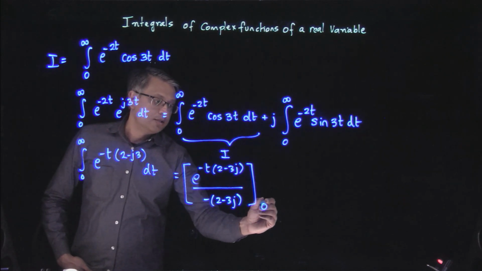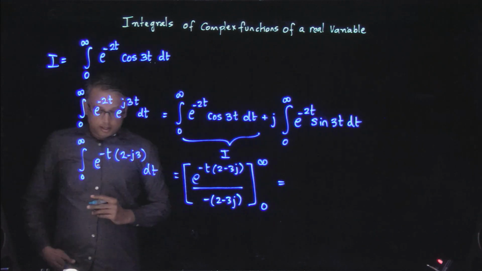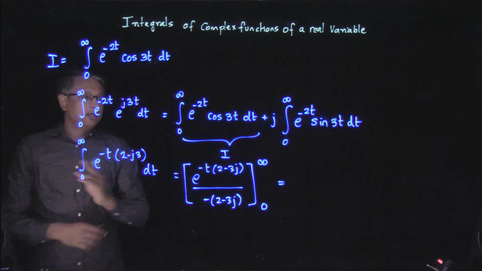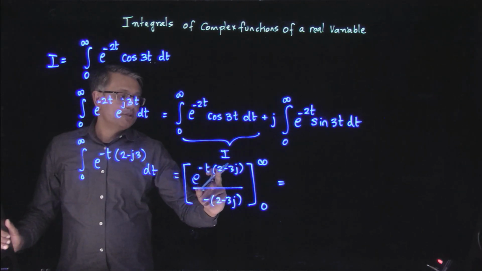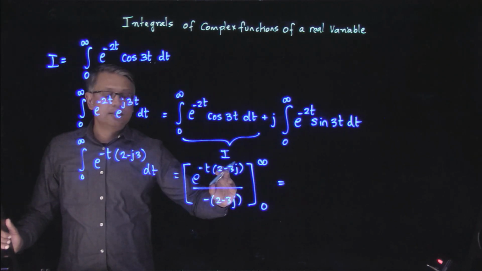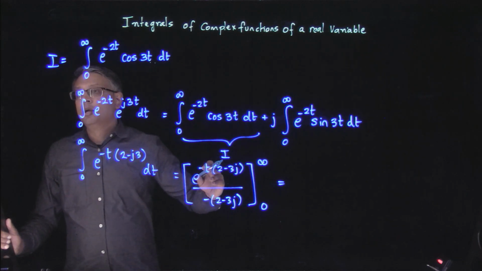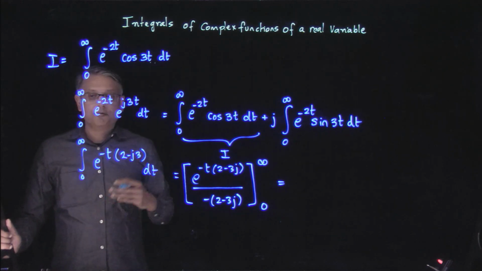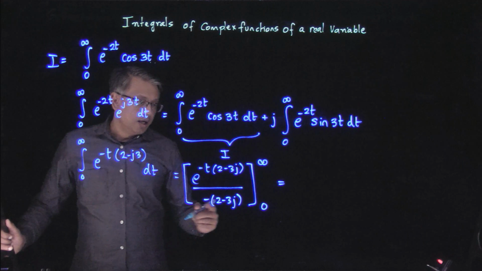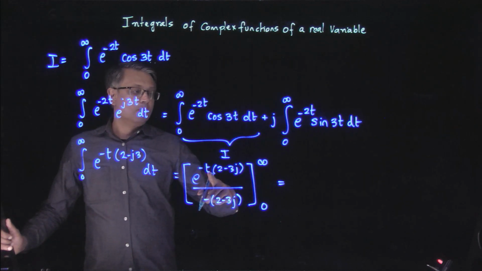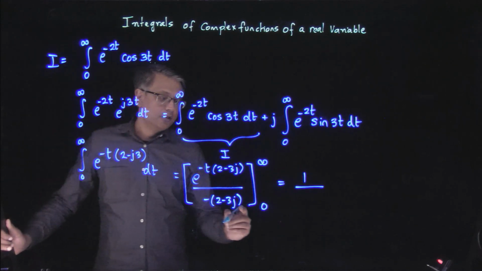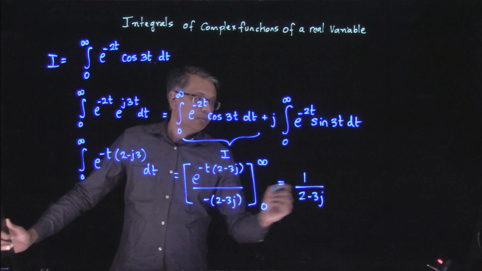The integral limits are 0 to infinity, and when I plug in the upper limit, you will see that you get e to the negative infinity times some positive real number here, so that's going to go down to 0. And this is exactly what happened in the last video that I made. You can go back to that video to see why that is 0 if you need a little more detail. And when I plug in the lower limit, I'm simply going to get 1 here. And so the answer then becomes 1 over 2 minus 3 times j.